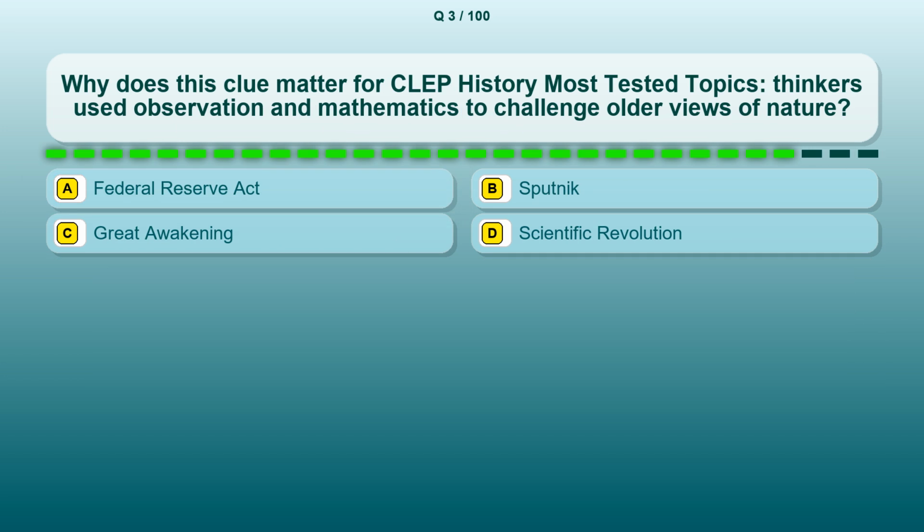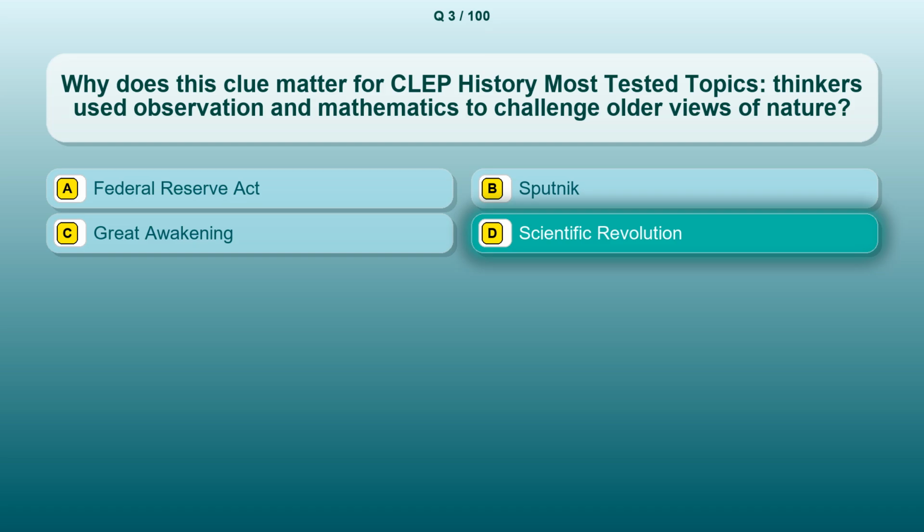Question 3. Why does this clue matter for CLEP History Most Tested Topics? Thinkers used observation and mathematics to challenge older views of nature. Option A. Federal Reserve Act. Option B. Sputnik. Option C. Great Awakening. Option D. Scientific Revolution.